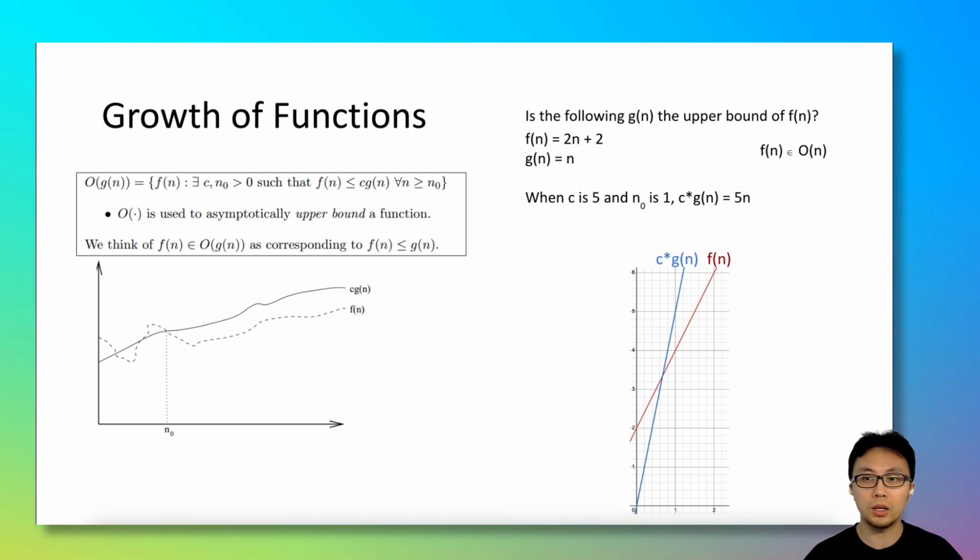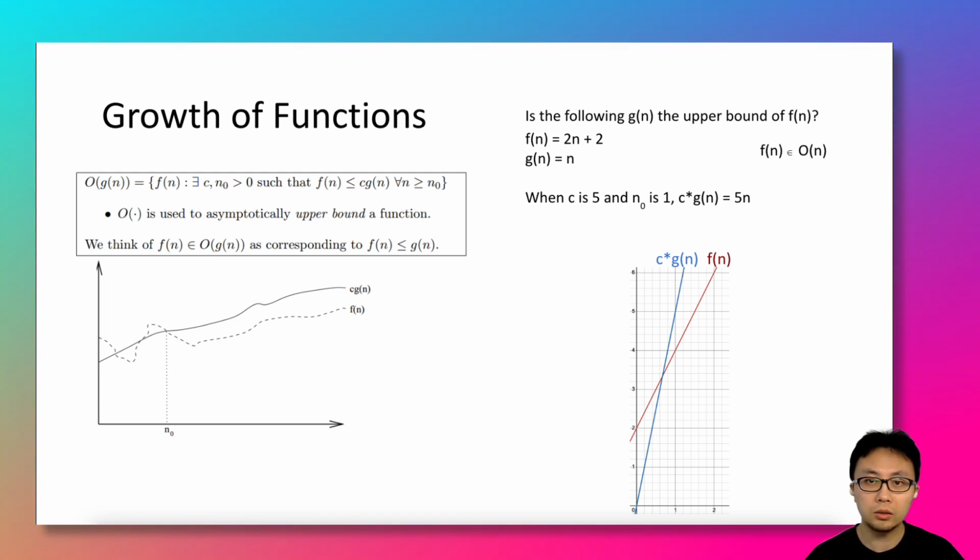From this example, you can tell whether the given Gn grows faster than Fn doesn't really matter. It doesn't determine if Gn is the upper bound or not. As long as c multiplied by Gn grows faster than Fn, it will be good enough to deem Gn as the upper bound. Whether c is 5 or 10 or even 100, it doesn't matter.